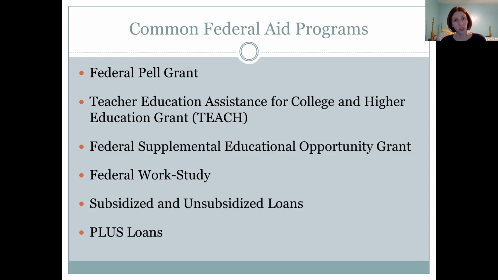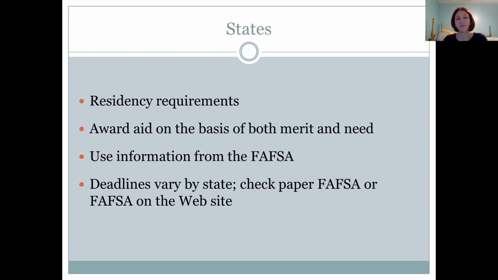And then you have the PLUS loans, which are, again, federal loans in the parent's name that you can pay back after graduation, but it is something that would always be in the parent's name. And typically, parents will take those out to help pay some of the remaining balance.